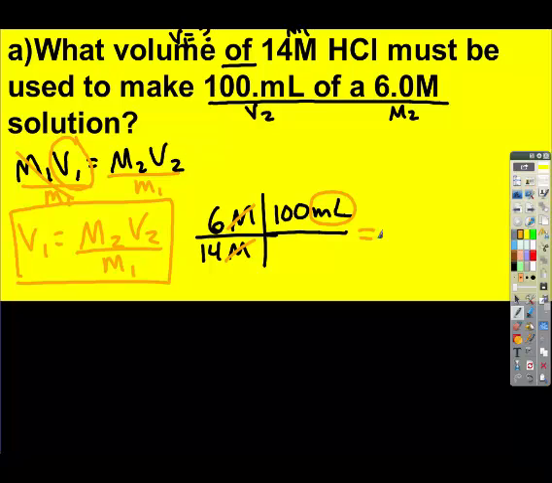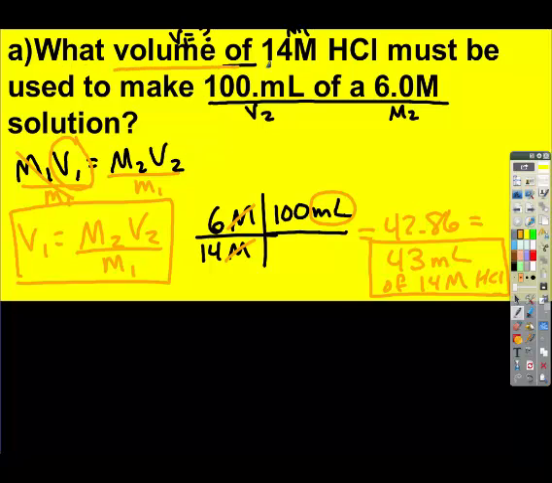Multiplying and dividing, I get 42.86. But I need 2 significant figures, so that's 43 milliliters. That's 43 milliliters of 14 molar HCl. Because we were finding the volume of 14 molarity HCl.